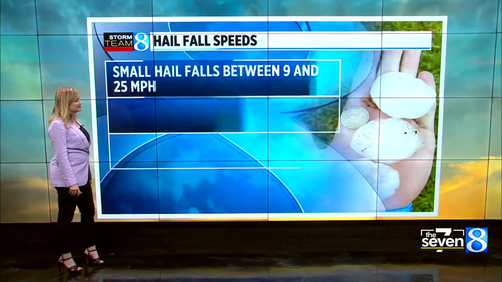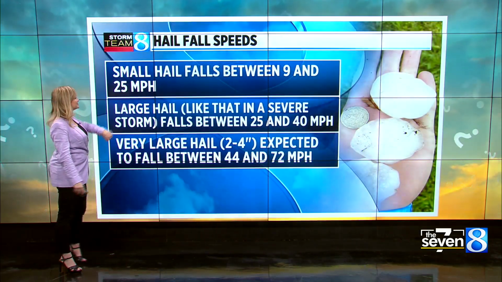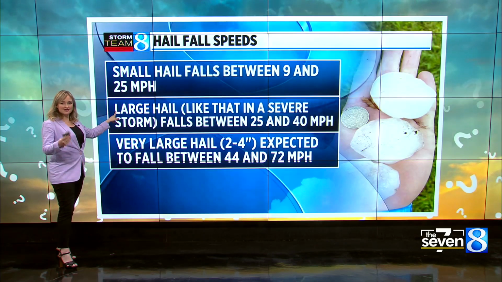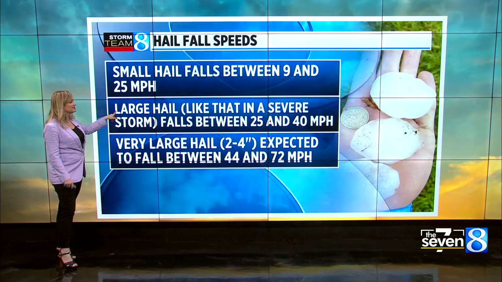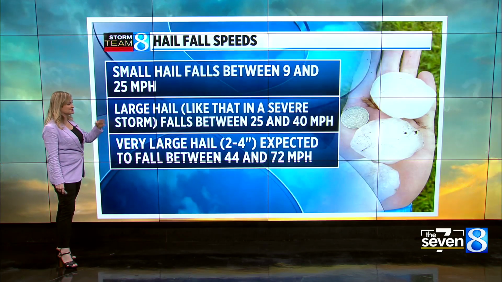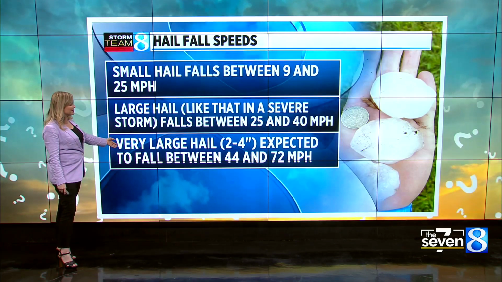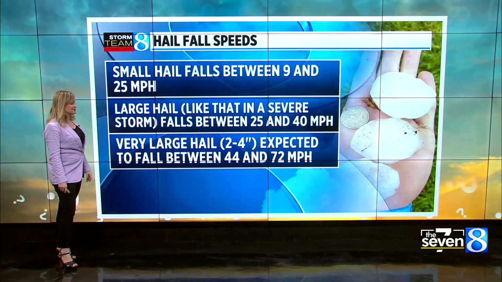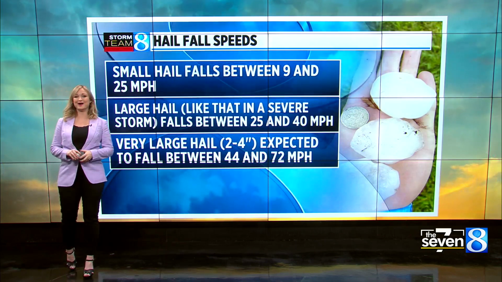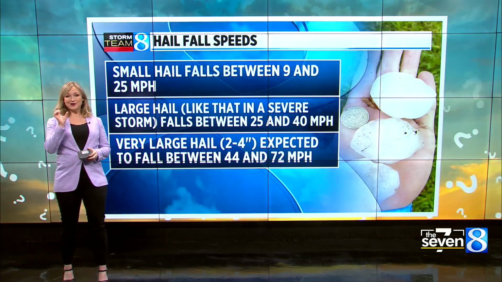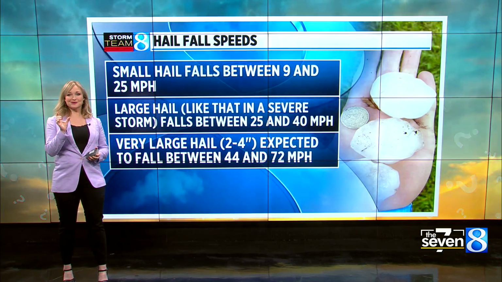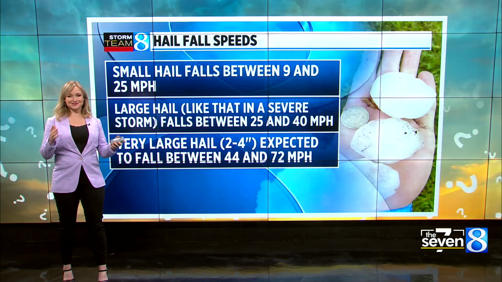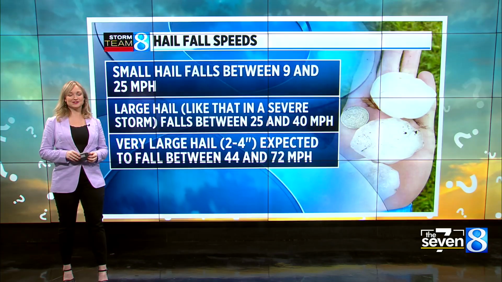Fun fact about hail: the size determines the speed. Small hail falls between 9 and 25 miles per hour, but large hail, like what we saw this past week, usually falls at about 25 to 40 miles per hour. And then very large hail, 2 to 4 inches, again what we saw this week, falls between 44 and 72 miles per hour. So not only are the hailstones more dangerous if they're bigger, they're also falling faster. That's kind of an interesting additive to your hail formation explanation.